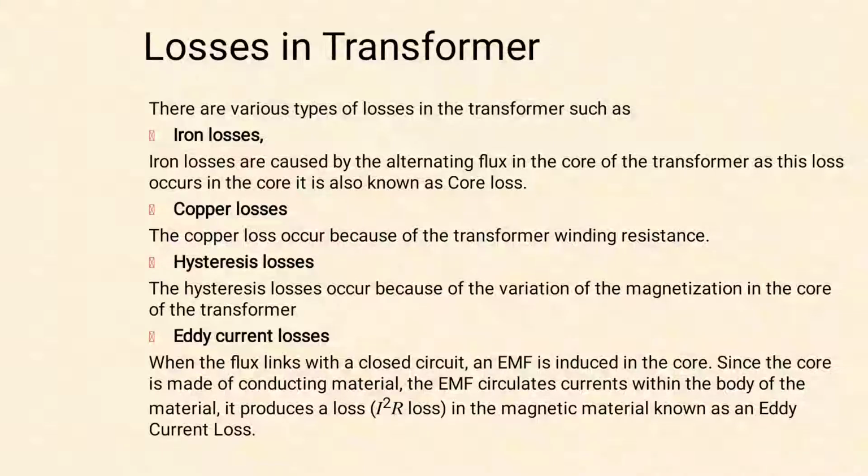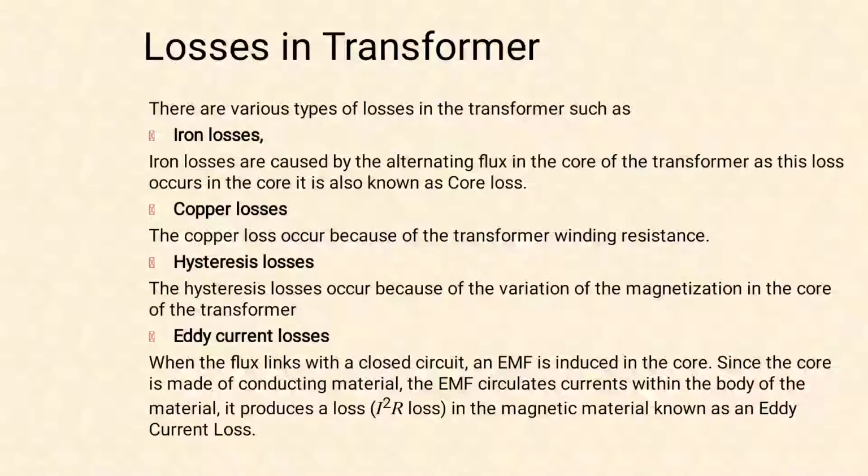So what are the different types of losses present in the transformer? There are various losses present in a transformer. Number one is iron losses, then copper losses, hysteresis losses, and eddy current losses. Iron losses are caused by the alternating flux in the core of the transformer. As this loss occurs in the core, it is also called the core losses. So iron losses can also be called the core losses.